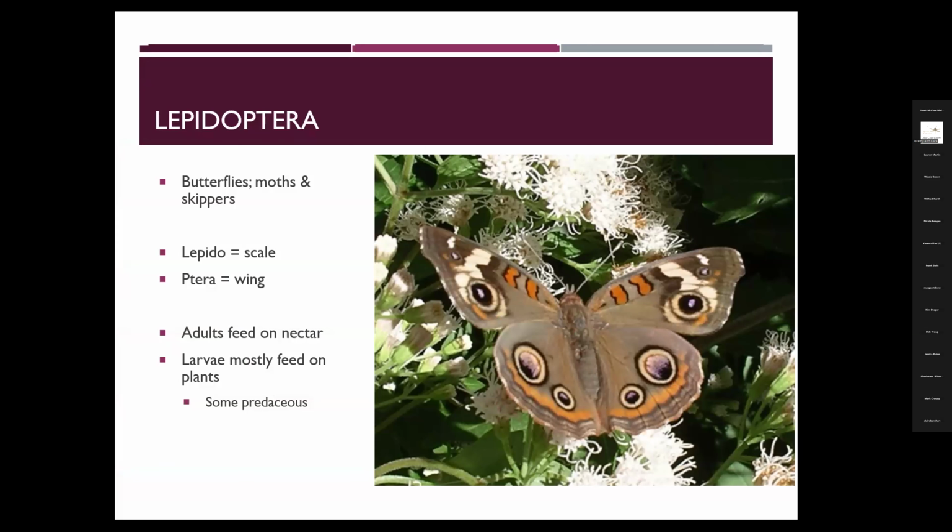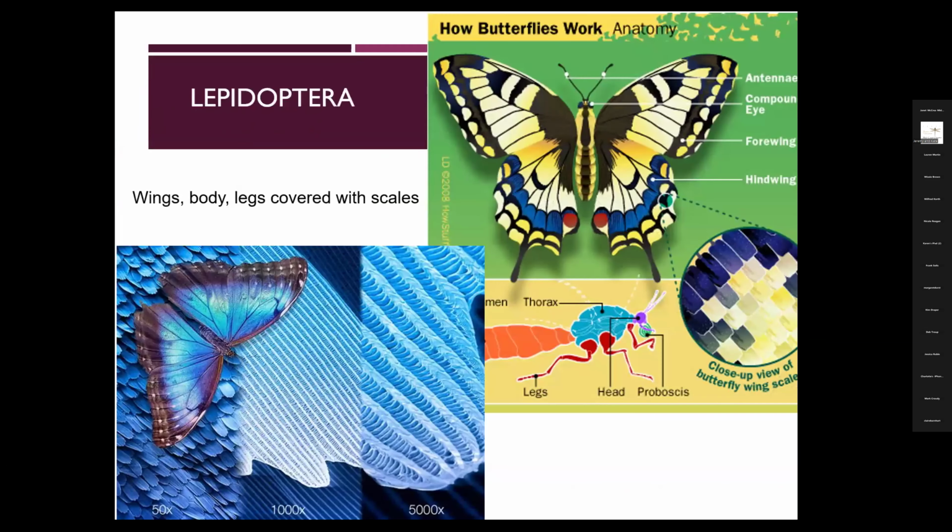The Lepidoptera, we're headed into the home stretch. The Lepidoptera are the butterflies, skippers, and moths. Skippers are essentially just a type of butterfly, but they do look a little bit different. The adults are going to feed on nectar, and the larvae usually feed on plants. There are some predatory caterpillars. And the big characteristic when we are looking at Lepidoptera adults is that they have their wings, bodies, and legs covered with scales. That is actually what is giving them their coloration and patterns that everybody thinks is just so beautiful.